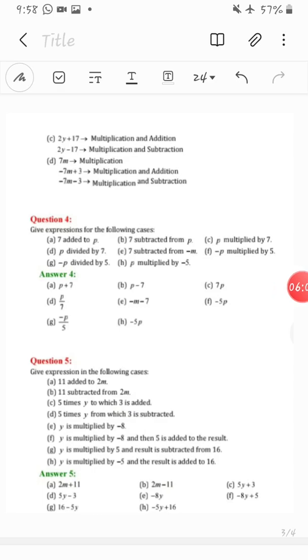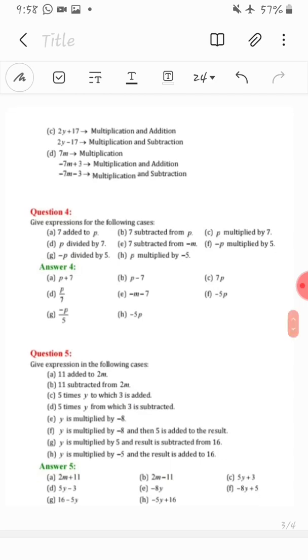Question number 5. Give expression in the following cases. It is the same as 4, but here it is a bit more complicated. So 5a, 11 added to twice m. Twice m is already there. We have to add 11 there. So twice m plus 11.